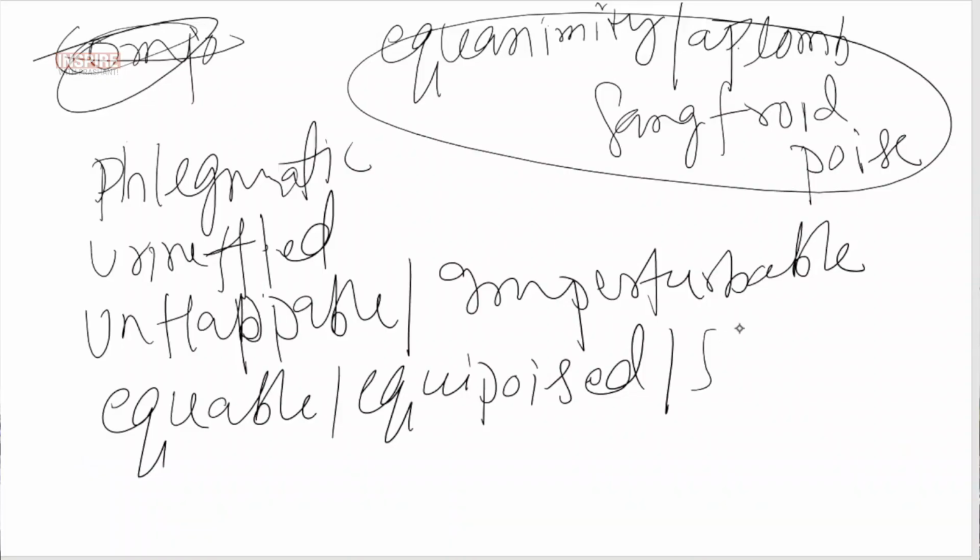So phlegmatic, unruffled, unflappable, imperturbable, equable, poised. These are the words for Captain Cool, and the quality is equanimity, aplomb, sang-froid, and poise. So remember these words for people who are calm and composed. Of course, a few more words you can add in the similar concept, like staid. When you are composed, staid is also a word you can use.